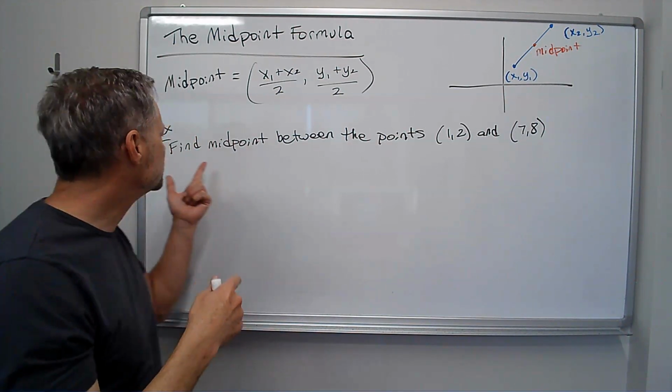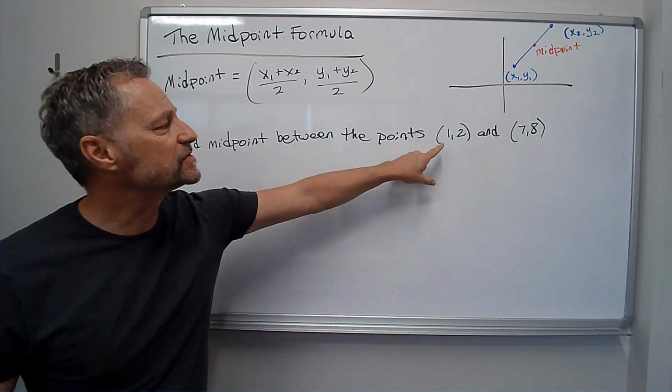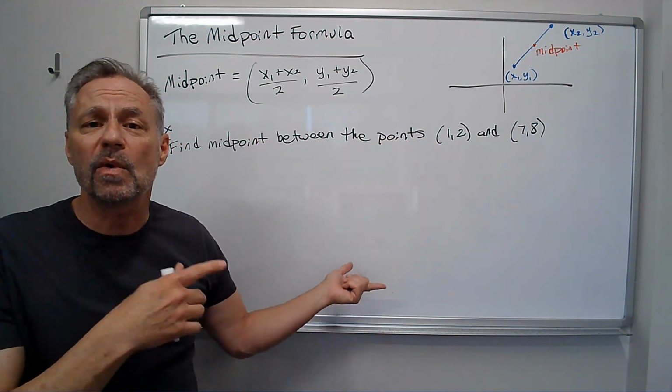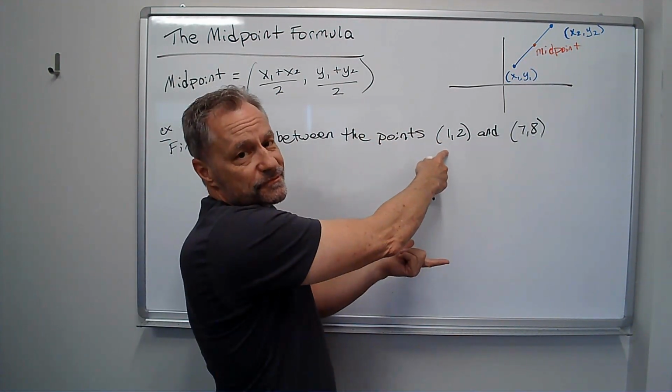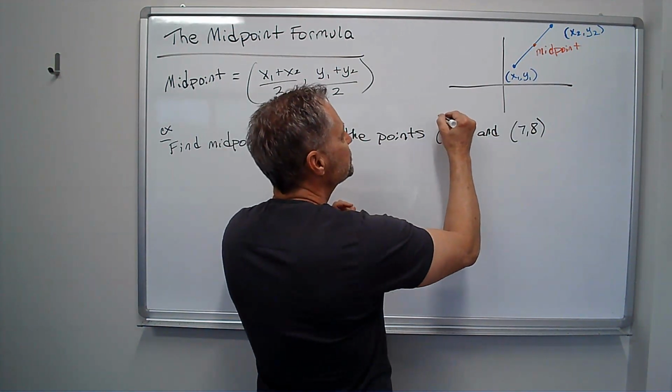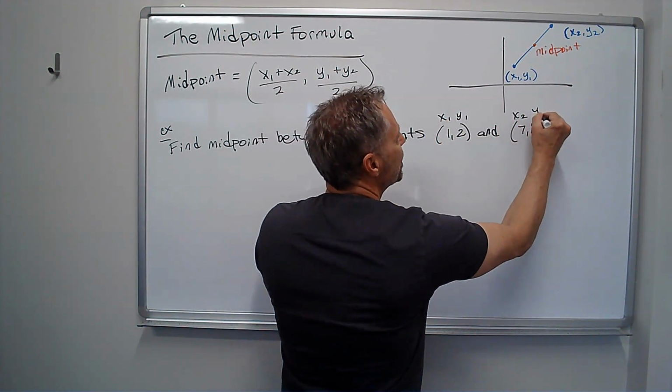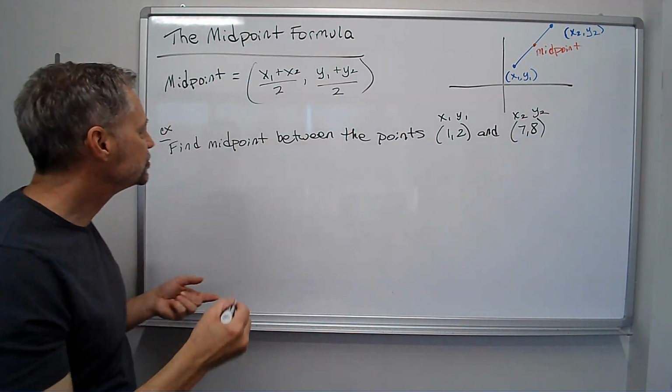Let's use that to do this one. Find the midpoint between the points 1, 2, and 7, 8. It doesn't matter which one you pick to be point 1 and point 2, but for ease, we'll pick this to be point 1 since it's the first one listed. So that's going to be x1, y1. That's going to be x2, y2. And now we just use the formula.